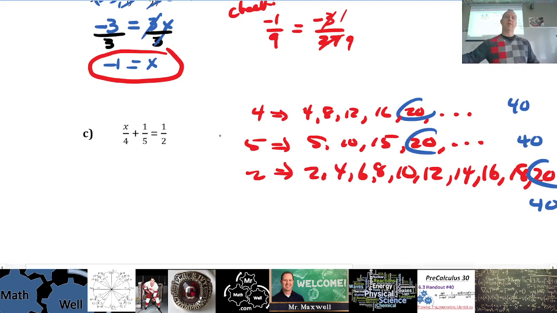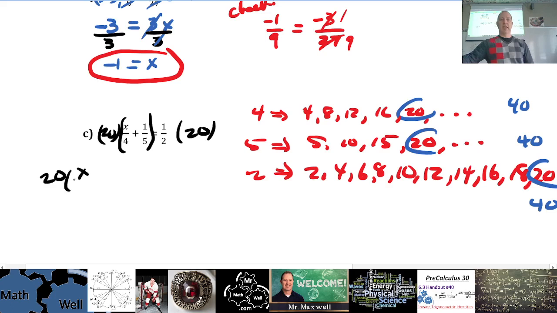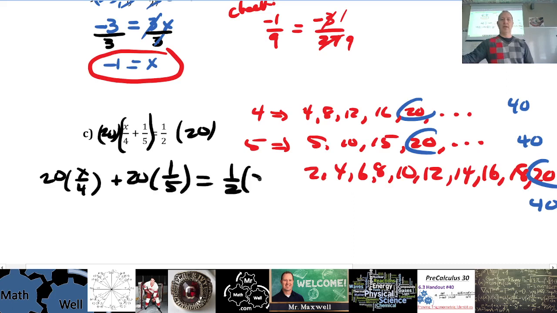So if we multiply everything by 20, this side by 20, and both of these fractions by 20. I don't have room there, so I'm just going to use brackets there. I'm going to multiply 20 in. So this is going to be 20 times x over 4. I'll just rewrite this so it's easier to see. 20 times 1 over 5 equals 1 over 2 times 20. And we simplify each term.